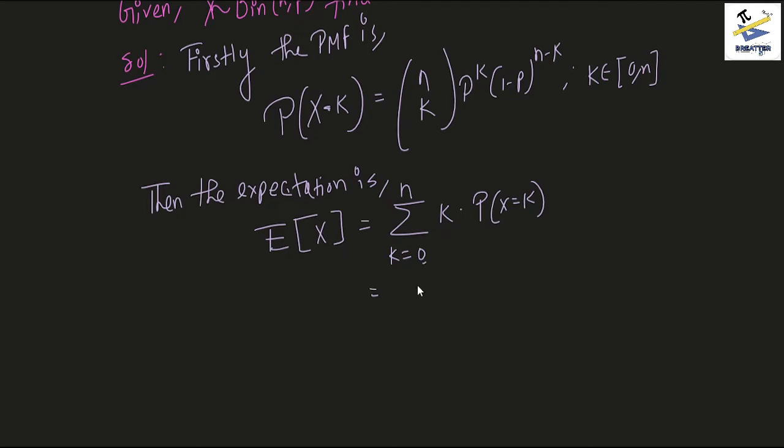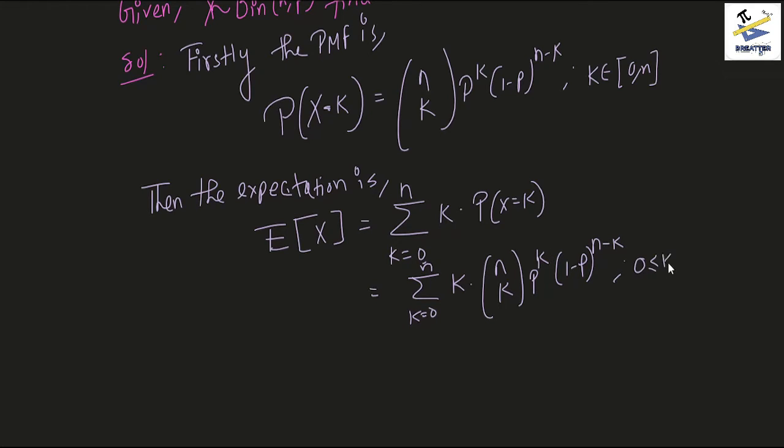Now obviously we can ignore the 0 part, but let's just keep it for the moment, because this would give you k into nck p to the power k into 1 minus p whole to the power n minus k, right?